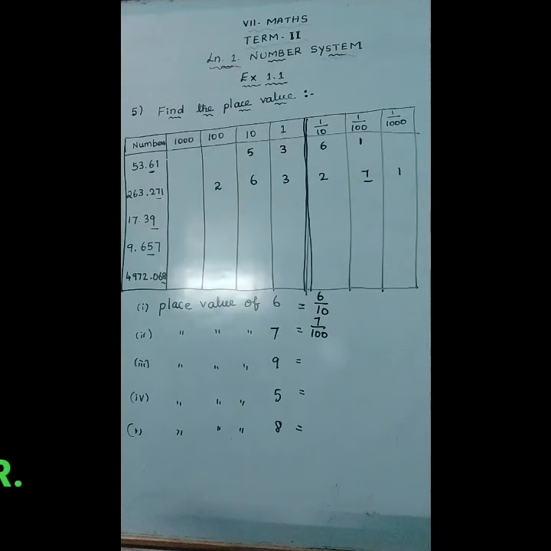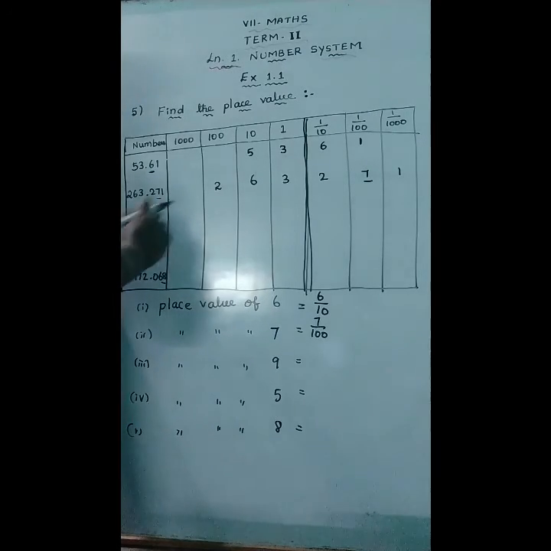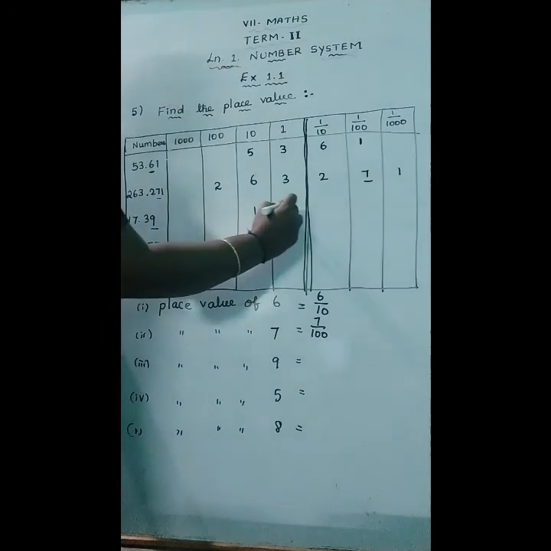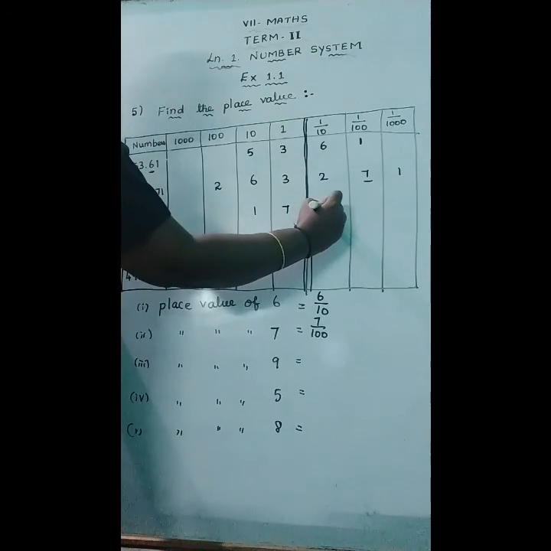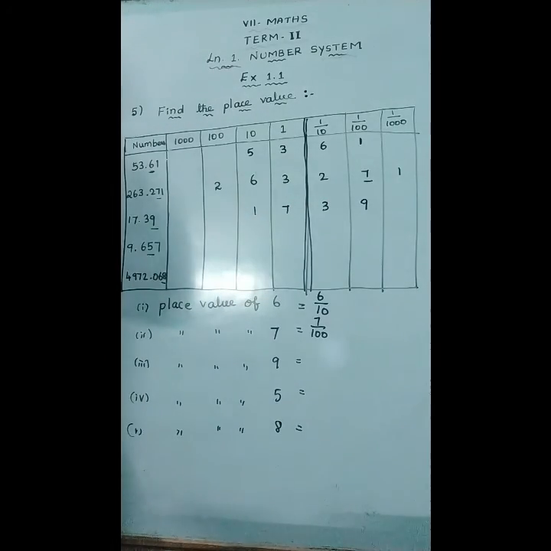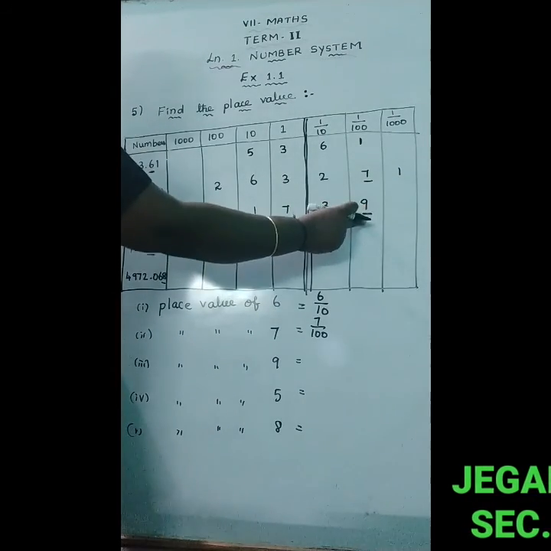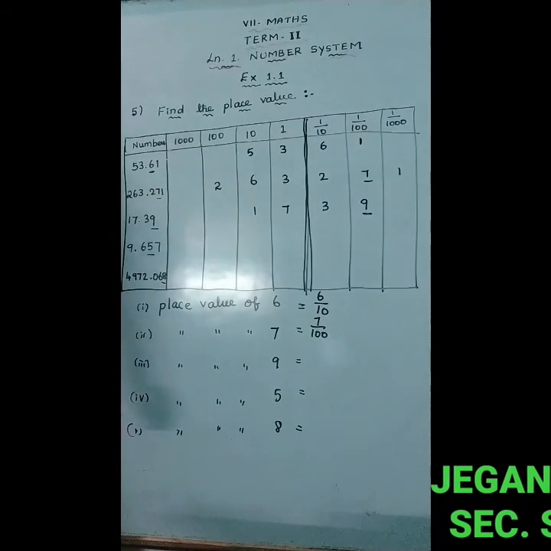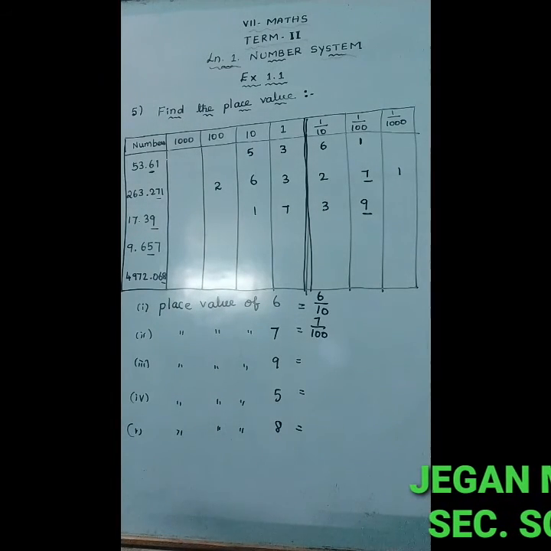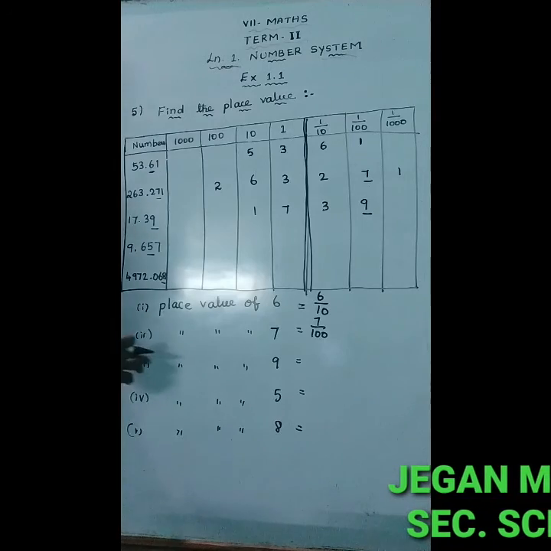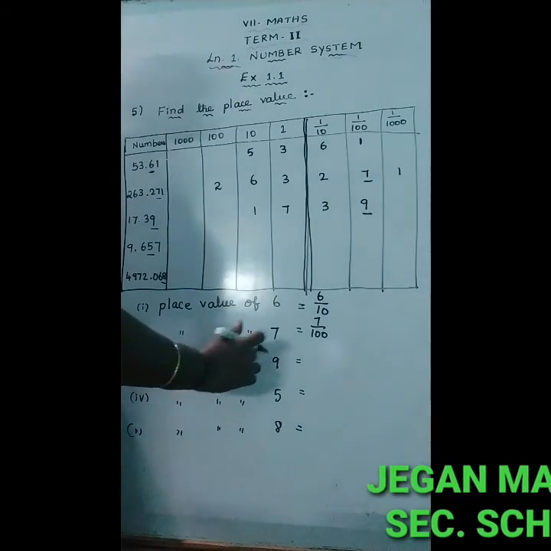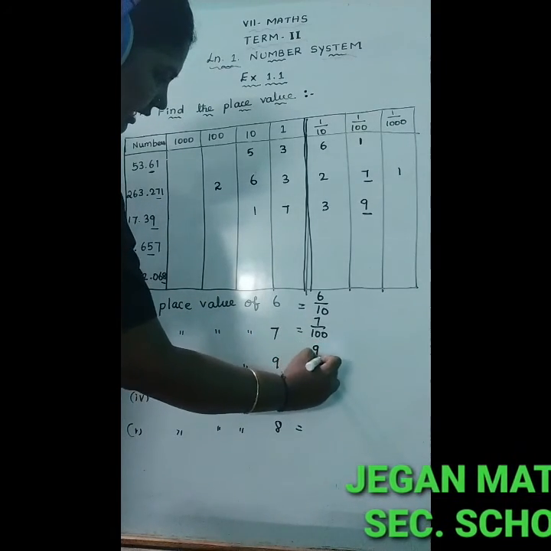The next decimal number given is 17.39. We write it: tens place 1, ones place 7, then .39. We find the place value of 9. Here 9 is in the hundredths place. So the place value of 9 is 9 divided by 100.